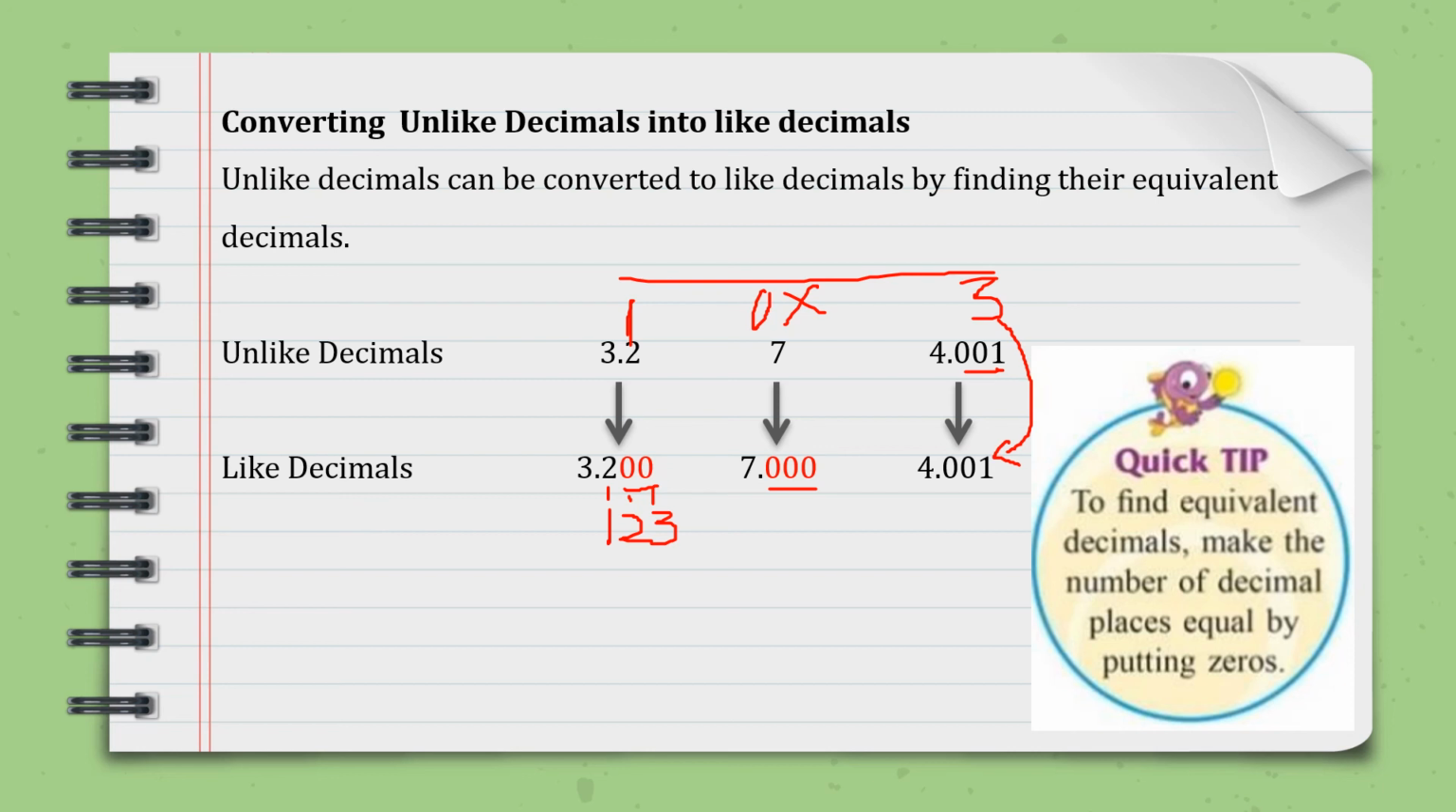Isn't it easy, students? Like decimal, unlike decimal में only we have to check the decimal places. अगर decimal places same number में है तो it is like. If it is not in a same number, then it is unlike. If you want to make it like, check the highest one, highest decimal places, and to the other add that many zeros. That will serve the purpose.